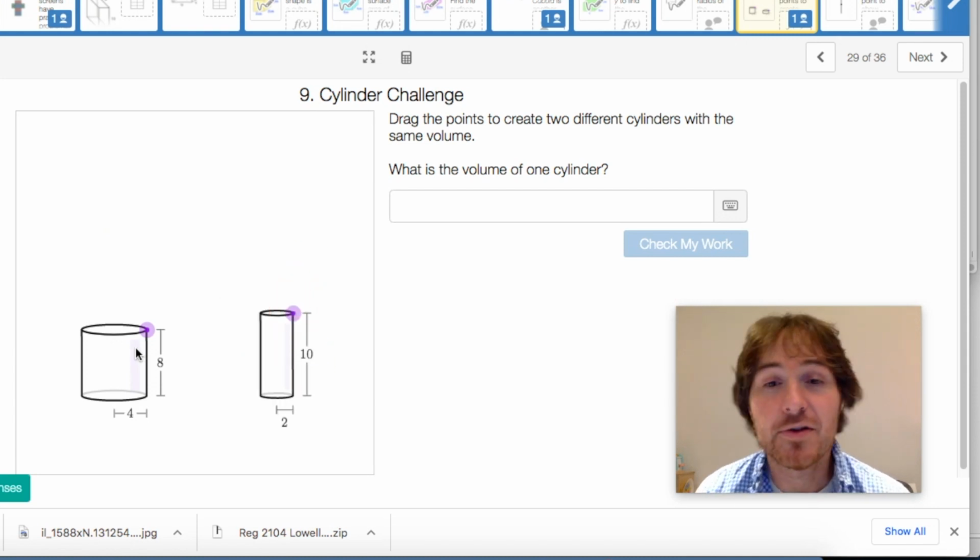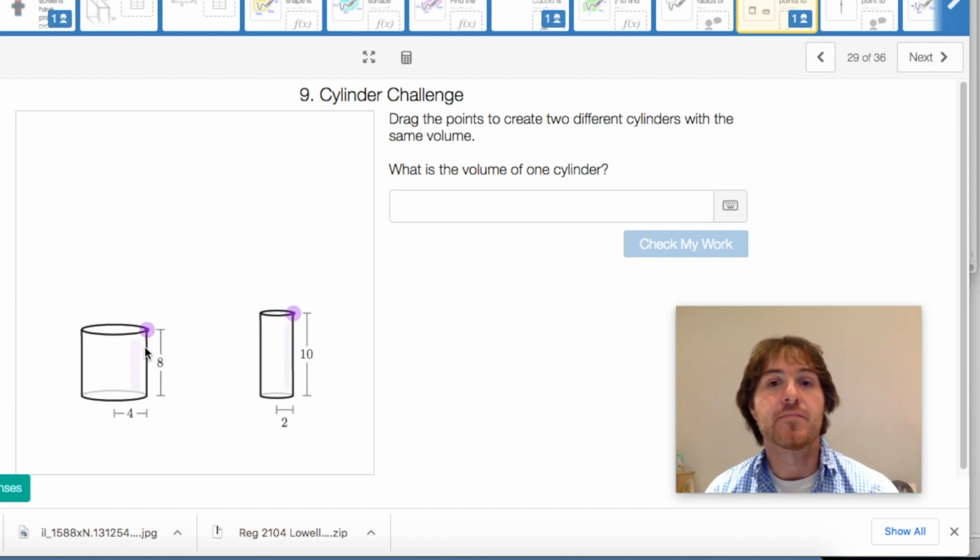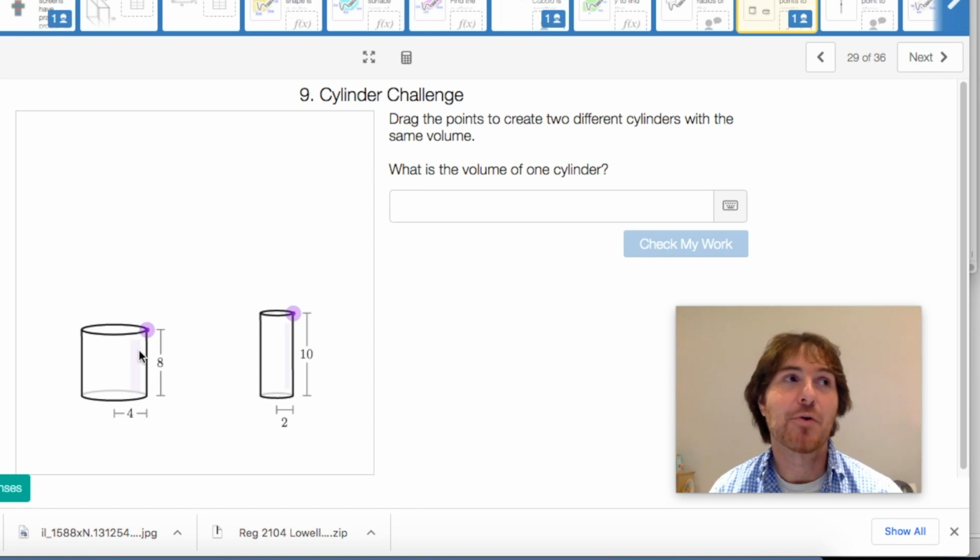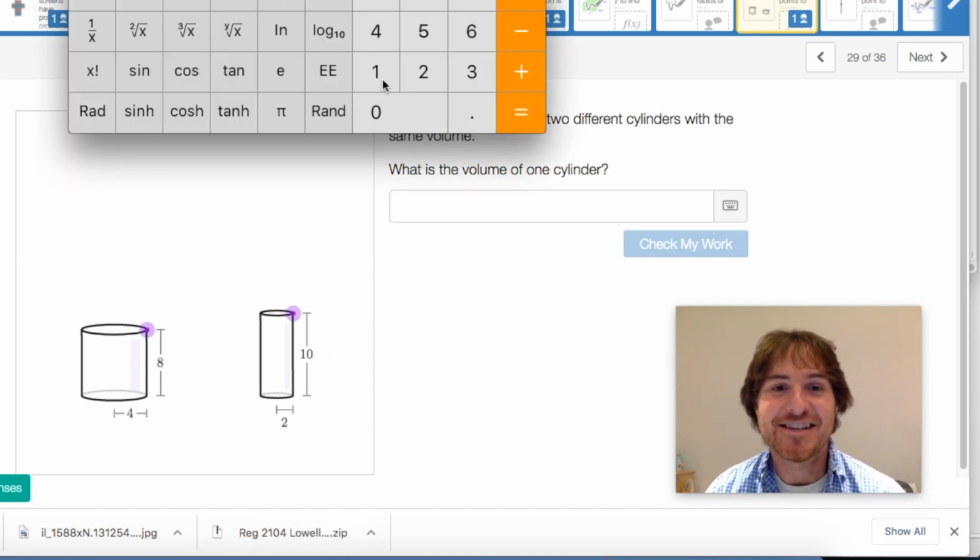Okay, so this one here, if you're doing it along with me, my radius is 4. So remember, my formula for volume of a cylinder is pi r squared h. So this would be 16 pi times by what? 16 times by 8 brings me to 128.